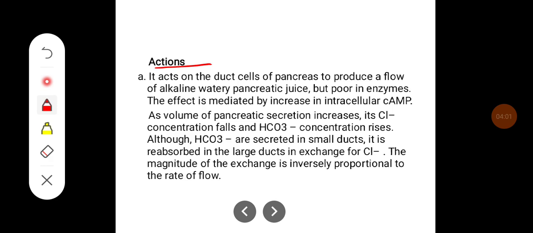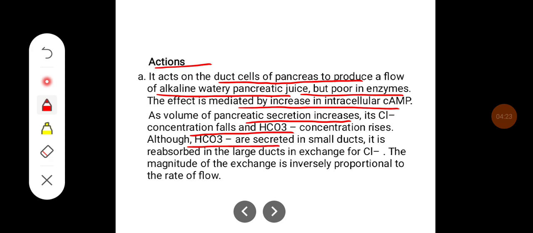Some of the actions of secretin are it acts on the duct cells of the pancreas to produce a flow of alkaline watery pancreatic juice, but poor in enzymes. The effect is mediated by increased intracellular cyclic AMP. As the volume of pancreatic secretion increases, chloride concentration falls and bicarbonate concentration rises. Although bicarbonate is secreted in small ducts, it is reabsorbed in the large ducts in exchange for chloride. The magnitude of exchange is inversely proportional to the rate of flow.